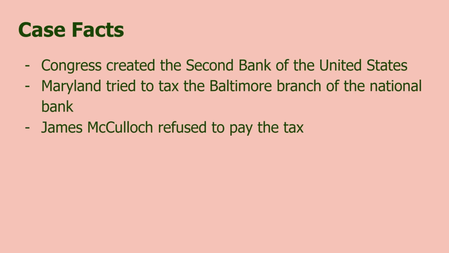So shortly before this case was heard, Congress created the Second Bank of the United States. This is a successor to the first national bank that Congress created. In the city of Baltimore, there is a branch of this national bank, and Maryland tried to tax the bank, but James McCulloch, who was a clerk or a teller or some worker at the bank, refused to pay the tax. McCulloch presented a lawsuit on two questions: one, whether the federal government even had the power to create a bank, and two, whether a state could tax it.